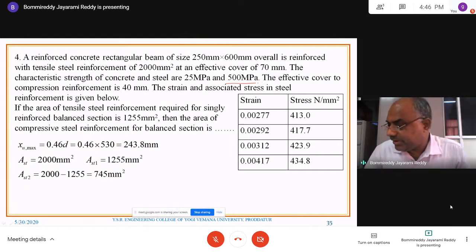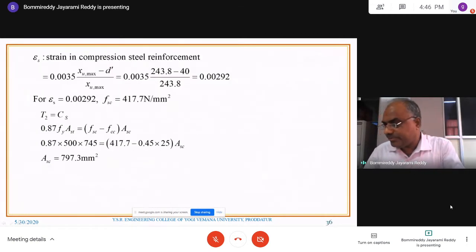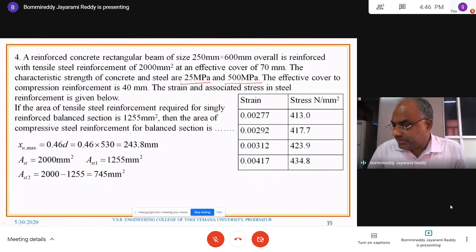The question is similar. 5M. I'll read the question here. Question is simple. It's a beam with M25 grade of concrete and 500 grade of steel reinforcement. Size is given 250 by 600 and effective cover to compression steel 40 mm and effective cover to tensile steel reinforcement 70, and it is given if the area of tensile steel reinforcement required for singly reinforced balanced section is 1255 mm square, then the area of compression steel reinforcement for balanced is.